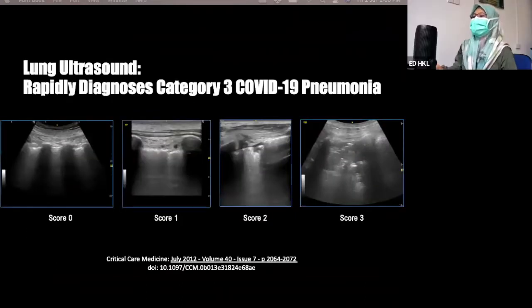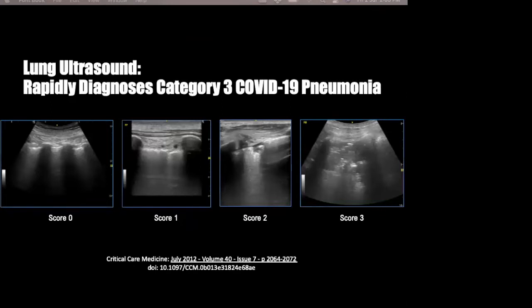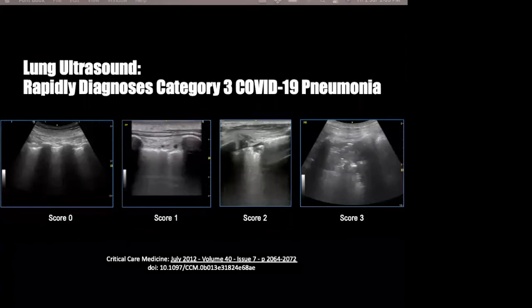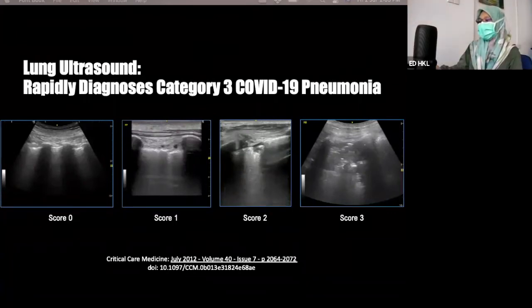So this is lung ultrasound. Why do we do lung ultrasound in the mass screening area? I think most of you are already experts in this, because it rapidly diagnoses category 3 COVID-19 patients. Okay? So we use the lung ultrasound scoring system, which was produced in 2012, which scores the lung scan from 0 to 3.